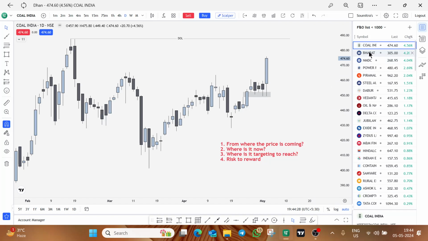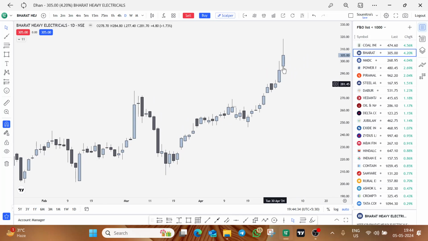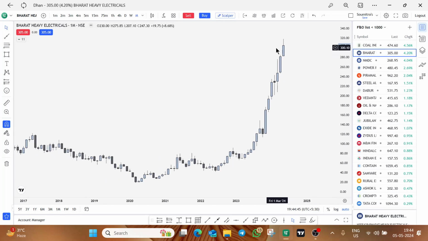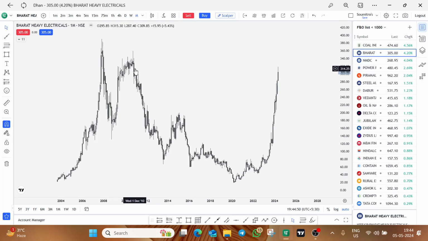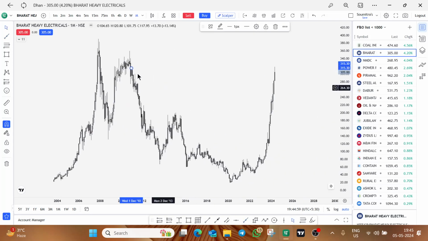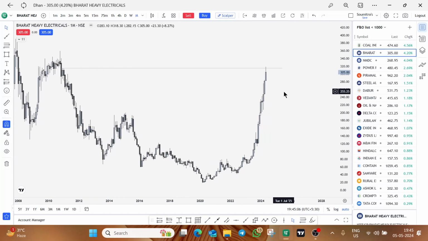and then select the next stock, which is Bharat Heavy Electricals. So you can see here from where the price is coming. I don't understand really. And where is it reaching? I don't know. It can reach anywhere. It is like almost, I think it is all-time high. It's not all-time high, but this is the closest point where it can reach.